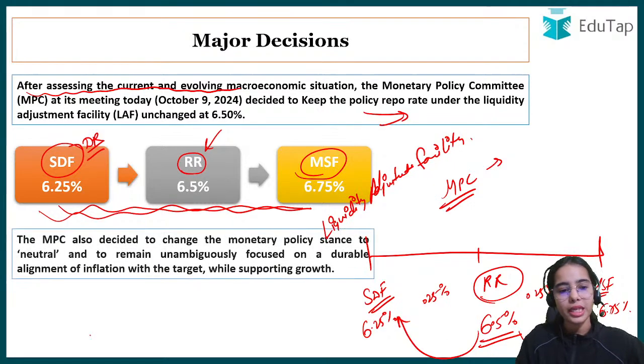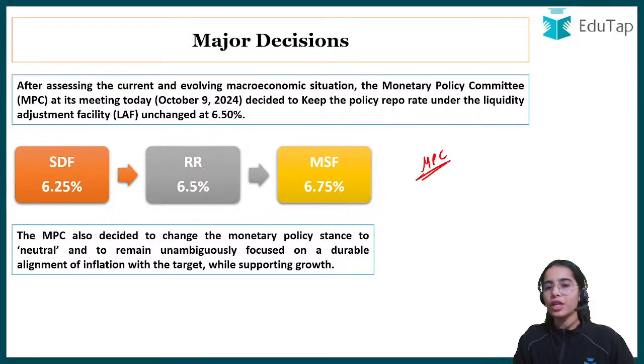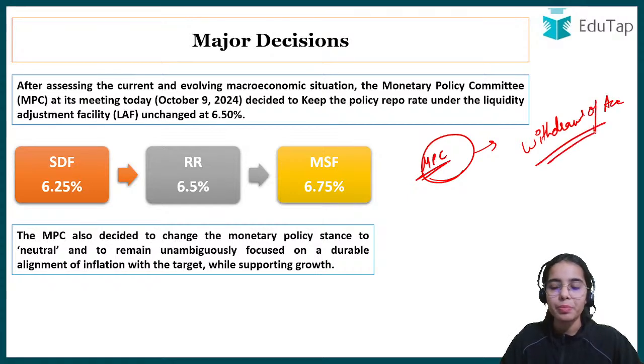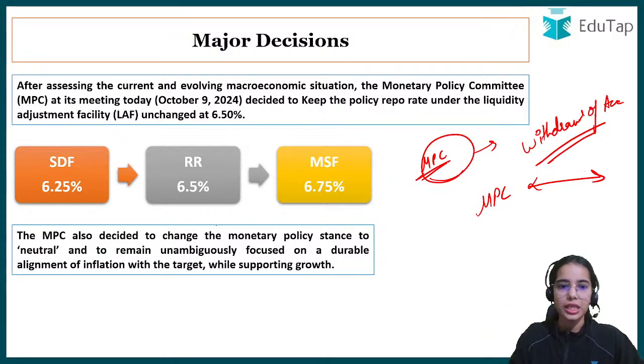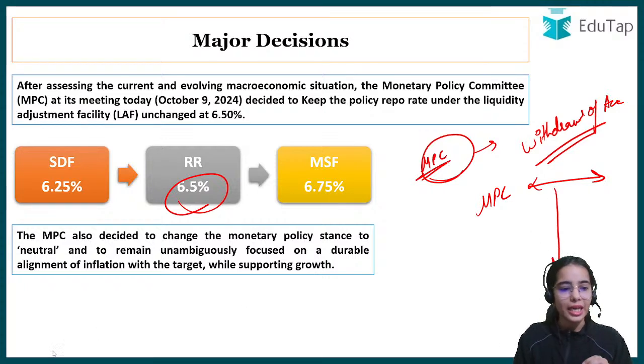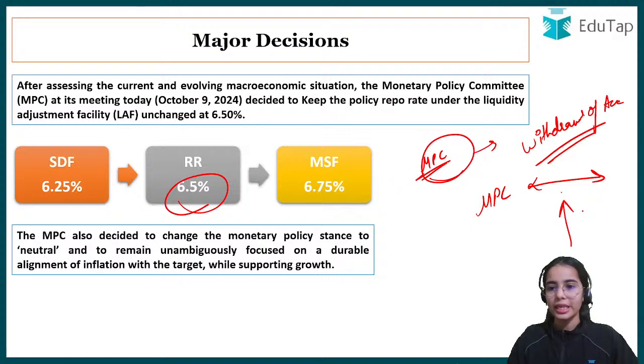Okay, now coming to the next point, which is a very interesting point. In many of the previous MPC meetings and statements, the MPC was keeping its stance at withdrawal of accommodation. Withdrawal of accommodation means that the MPC is either going to keep the repo rate unchanged at the higher level, that is 6.5%, or the MPC can increase the repo rate.